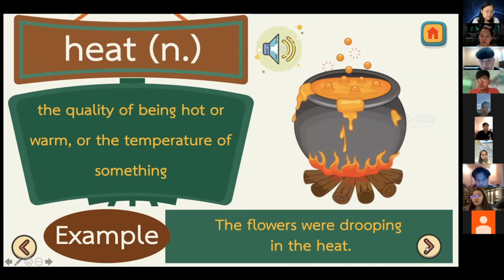I want to hear Gust. Can you read this example again, Gust? Okay, go. The flowers were dropping in the heat. Okay, very nice. Good job, guys. Let's move to the next part.